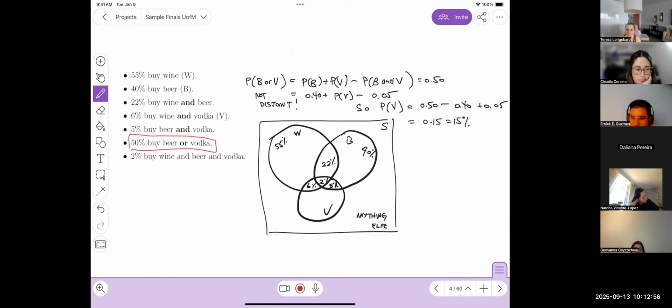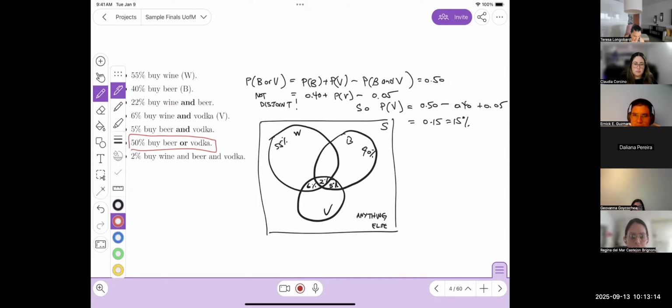I'm going to redraw it with colors. So wine is 55, beer is 40, 22, wine and beer. What I'm going to do is use a color. Couldn't we have just gotten that number since wine is 55, beer is 40, by subtracting wine and beer and getting the vodka? Because it's also 15. It might be a coincidence because you have the outside part too.